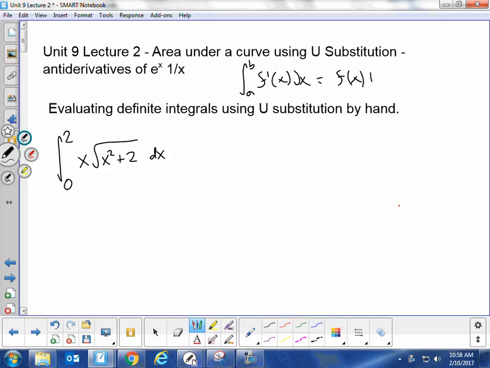Find the antiderivative. Is there a plus c? Sure, but I don't care. I'm going to find the change in it. The c's will go away. We just got f of b minus f of a. So here, I just want to find the change in the antiderivative.